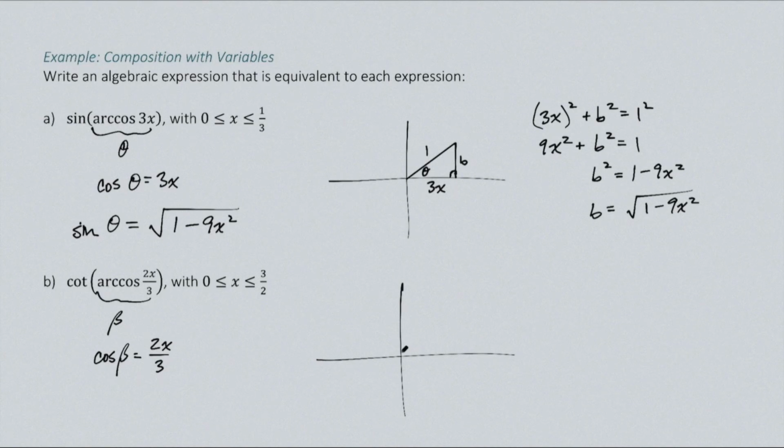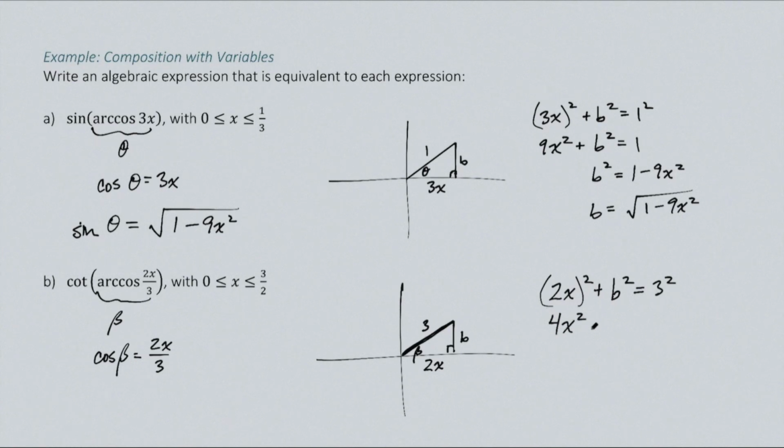And then I can just draw a little triangle. It doesn't matter how I draw it, really, as long as it's in the proper quadrant. And my angle beta, now cosine is adjacent over hypotenuse, so I could just call the adjacent 2x and the hypotenuse 3. And then solve for this side over here. We'll call that b and use the Pythagorean theorem: 2x squared plus b squared equals 3 squared. So this is 4x squared plus b squared equals 9.